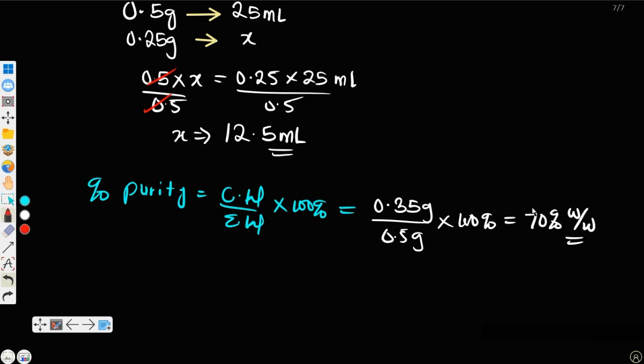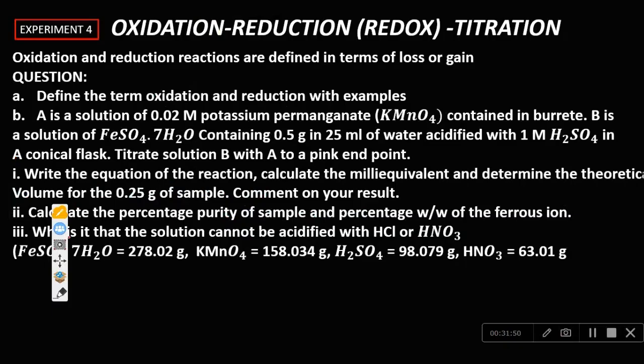You've gotten our percentage purity as what? 70% weight by weight, right? The next thing we now need to get is the percentage weight by weight of the ferrous ion. Are you getting it? Percentage weight by weight of the what? Ferrous ion. Now to calculate the percentage weight by weight of the ferrous ion, we need to be very, very careful. Now listen, how many grams of this was actually given initially?